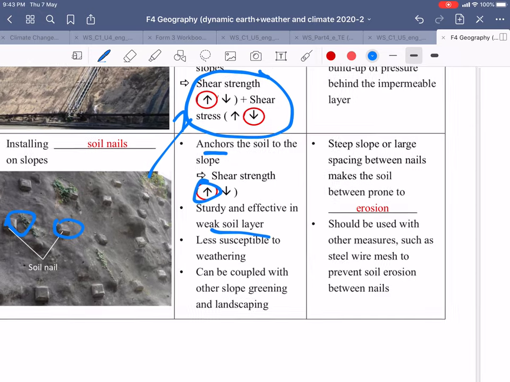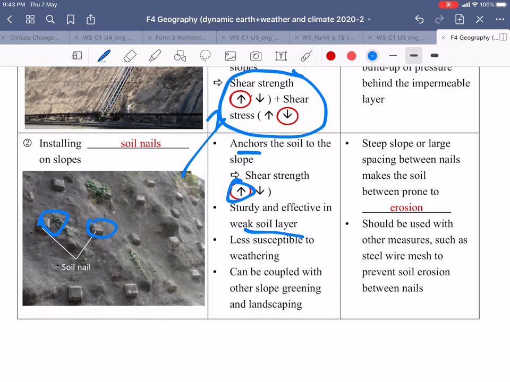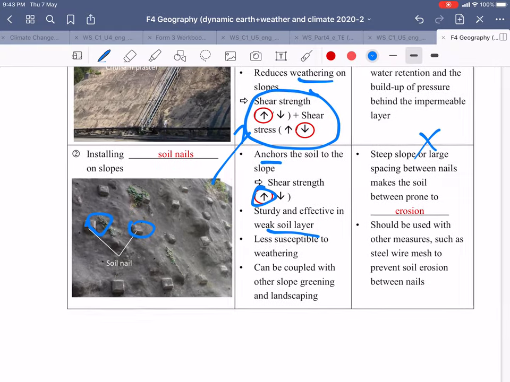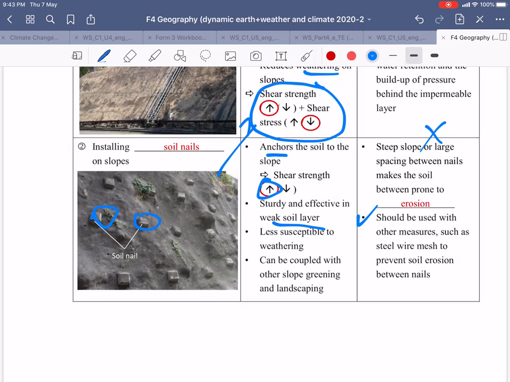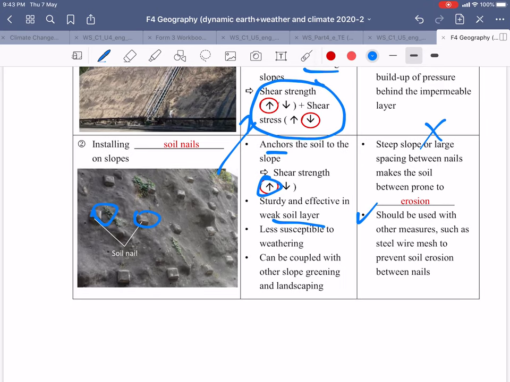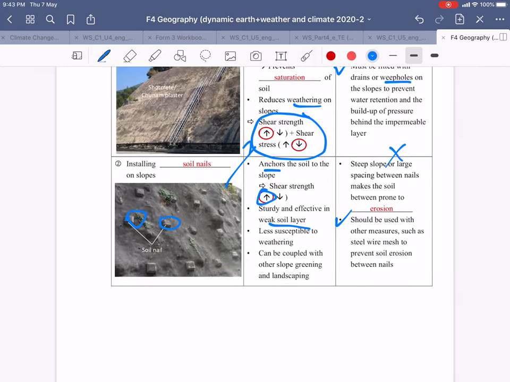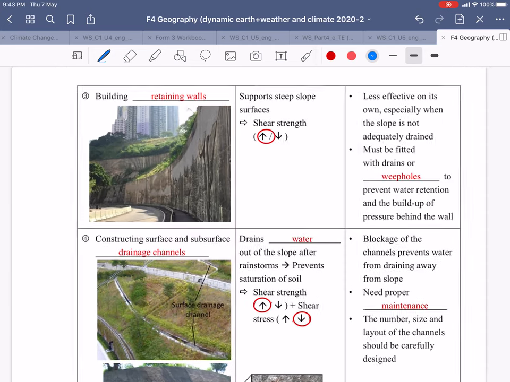And then the disadvantage: steep slope and large spacing between the nails make the soil prone to erosion, so it should be used with other measures. This one is very good, okay? Every time you use it, it has to work with others, okay? Not a singular measure can work it out, okay? You have to work with others, okay?